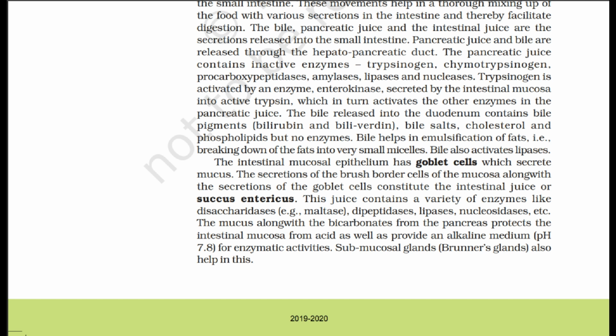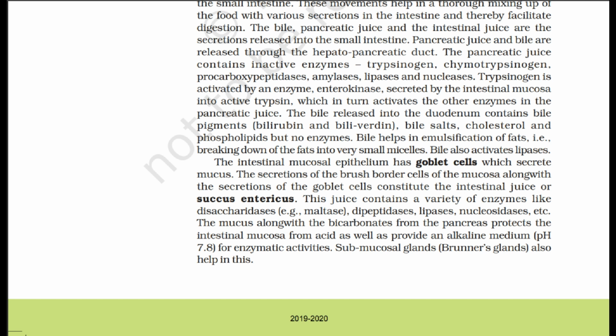The bile released into the duodenum contains bile pigments, bilirubin and biliverdin, bile salts, cholesterol and phospholipids, but no enzymes. Bile helps in emulsification of fats, that is, breaking down of the fats into very small micelles. Bile also activates lipases. The intestinal mucosal epithelium has goblet cells which secrete mucus.